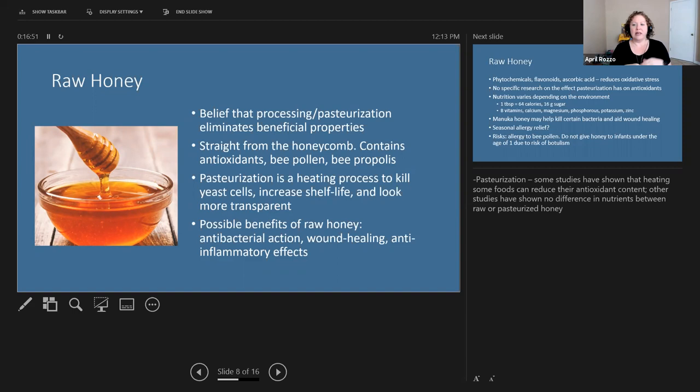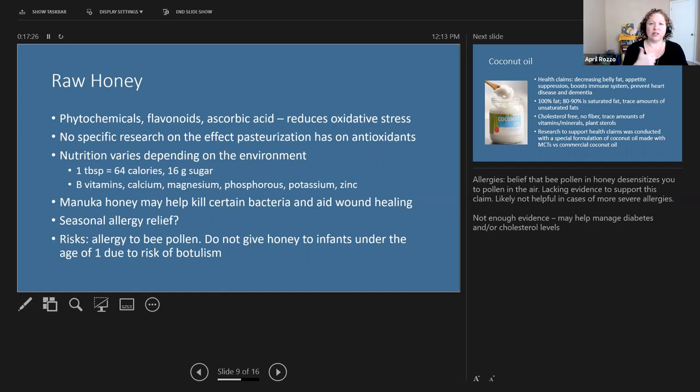The pasteurization is a heating process to kill yeast cells, bacteria, and increase the shelf life. And the concern is that that heating process is also killing the antioxidants. So the potential benefits of raw honey are antibacterial, wound healing, and the anti-inflammatory effects that you get from those antioxidants. So raw honey does contain phytochemicals, flavonoids, ascorbic acid, or vitamin C. Those are all antioxidants that help reduce oxidative stress.